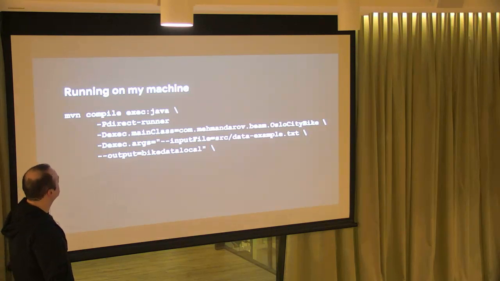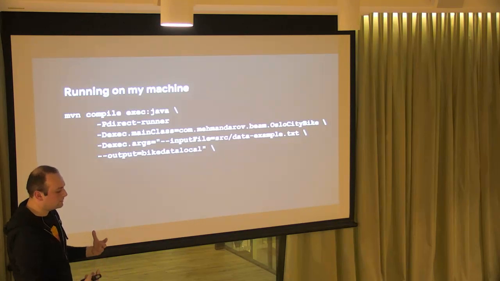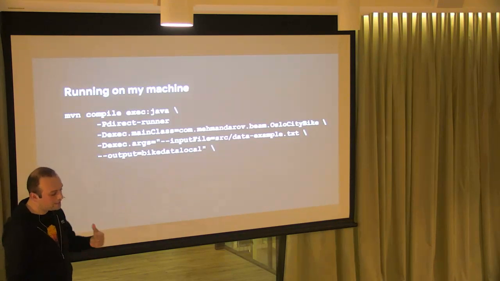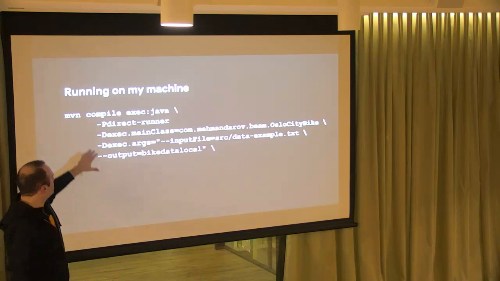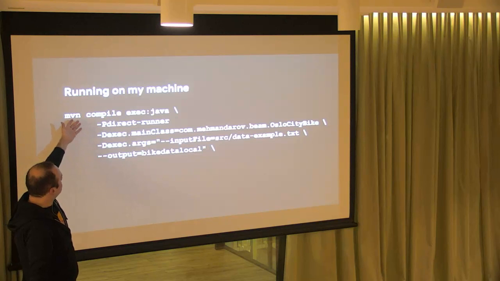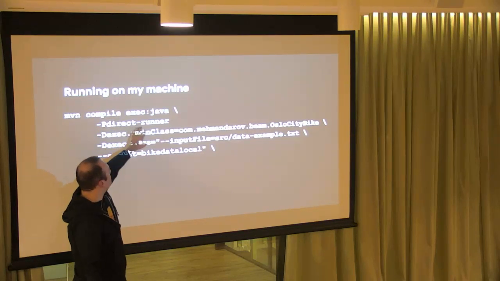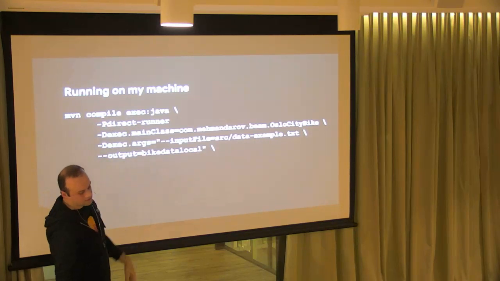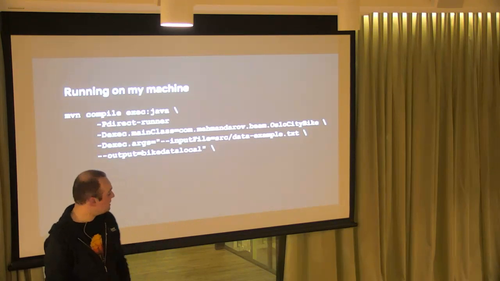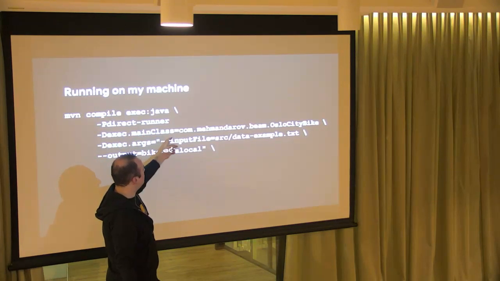Okay, so now I run that on my machine, and running it on my machine is pretty simple. You just use Maven, because it auto-generates Maven for you, or if you download the example, it will have Maven in it. I think it also has Gradle, I don't really remember. You just run some compile stuff, and then the direct runner, which means I'm running it locally on my machine. This is a setting for Apache Beam. And then I'm telling it where the main class is.